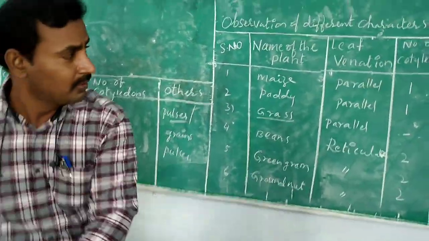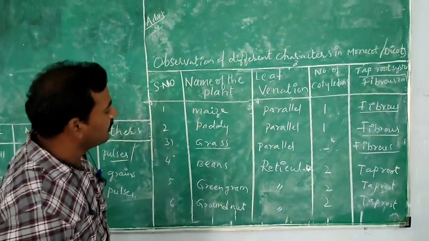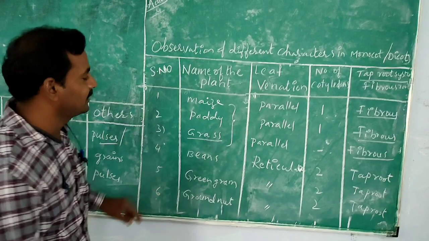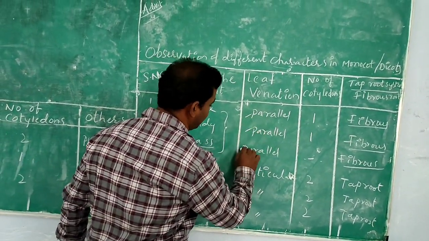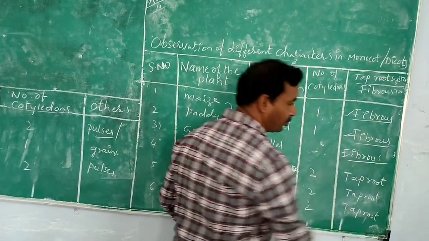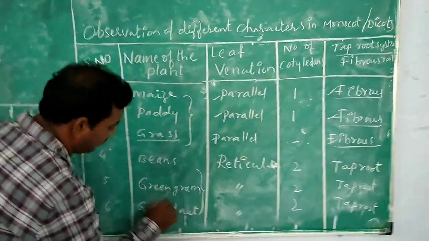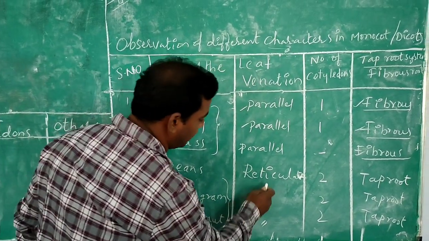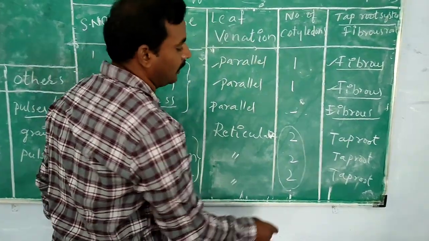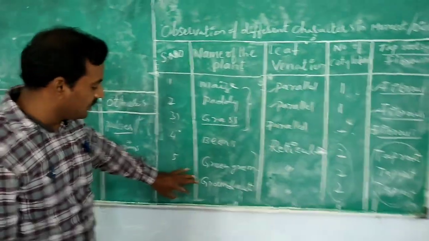Here in this activity we observe the different characters in monocots and dicots. You see some common characters in the first three plants: maize, paddy, grass. What are the common characters? Parallel venation in all these three plants, as well as a fibrous root system. And the remaining three, beans, green gram, groundnuts, all have reticulate venation, two cotyledons and a tap root system. These are the common characters we see in beans, green gram, groundnuts.